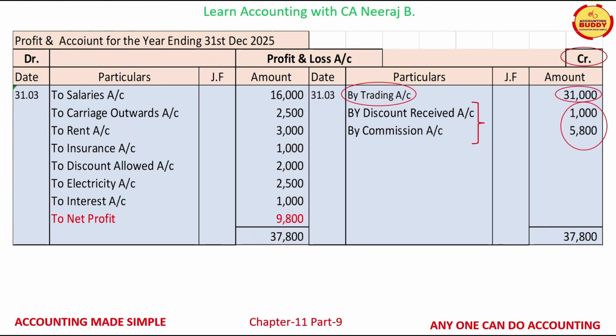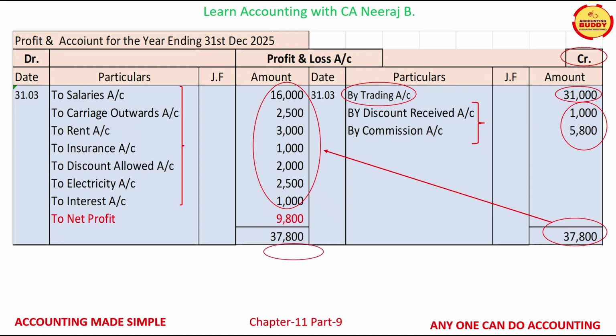All the expense nominal accounts will be posted to the debit side of the profit and loss account. Now from the total amount of $37,800 of the credit side, when all the debit side transactions are deducted, we are left with $9,800 being the amount of net profit for the accounting period, and it is written as "to net profit" on the debit side of the profit and loss account. The total of the debit side also becomes $37,800 and thus the account is balanced.